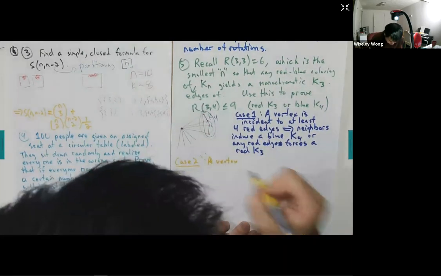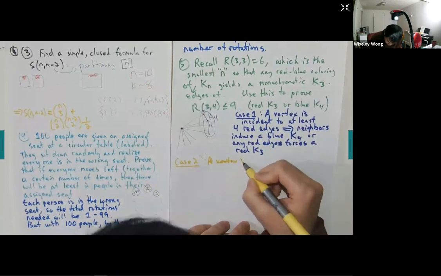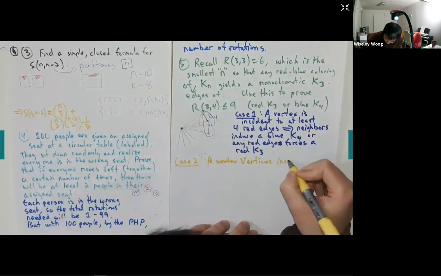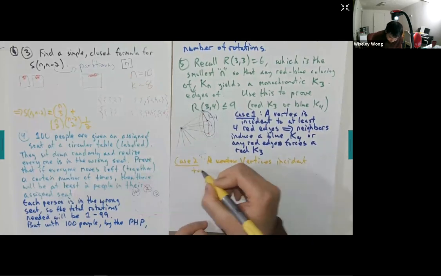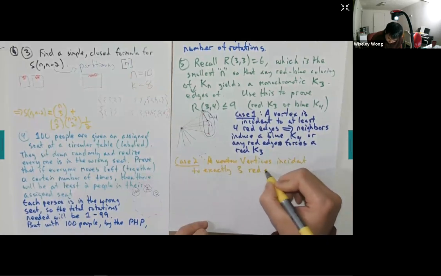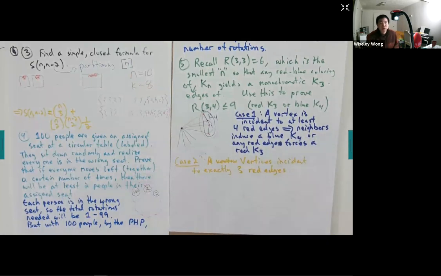So let's see. Maybe I should have done this case last, so the way I wrote this might be slightly confusing. So it's clear now that regardless, every single vertex I'm looking at cannot have more than 3 red edges incident to it.